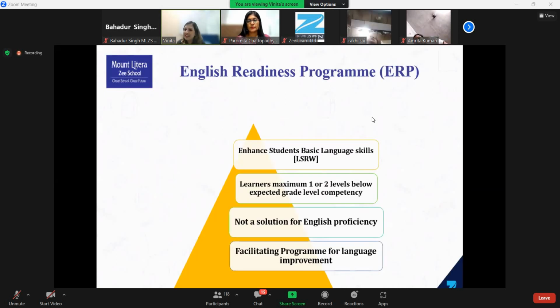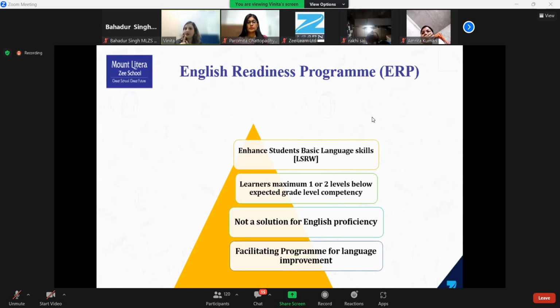So what exactly is the English Readiness Program, folks? It is required to enhance students' basic language skills, which is LSRW: listening, speaking, reading, and writing. In this program, the learners have to be a maximum of 1 or 2 levels before the expected competency or the grade level competency. How? We will see it in our further slides.